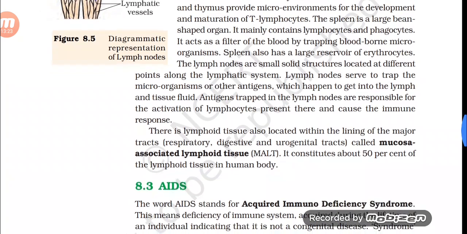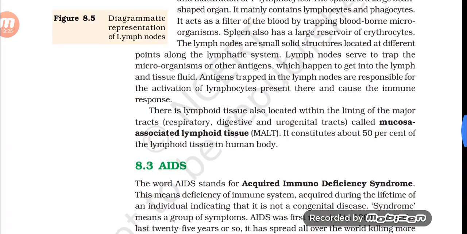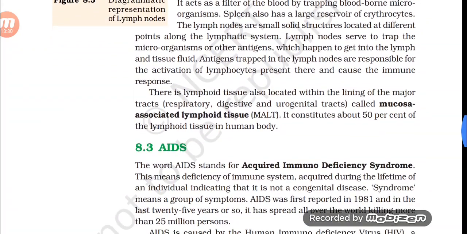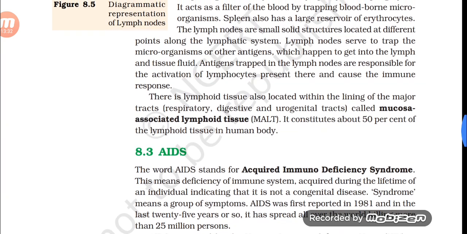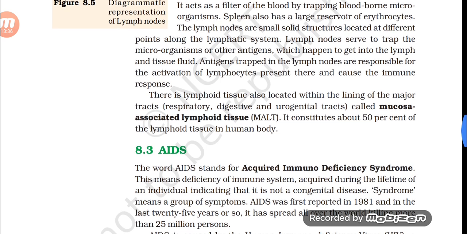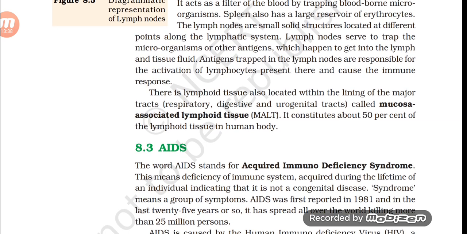The spleen is a large bean-shaped organ. It mainly contains lymphocytes and phagocytes. It acts as a filter of blood by trapping blood-borne microorganisms. Spleen also has a large reservoir of erythrocytes. The lymph nodes are small solid structures which are located at different points along the lymphatic system. Lymph nodes serve to trap microorganisms or other antigens which happen to get into the lymph and tissue fluid. Antigens trapped in the lymph nodes are responsible for the activation of lymphocytes present there and cause immune response.